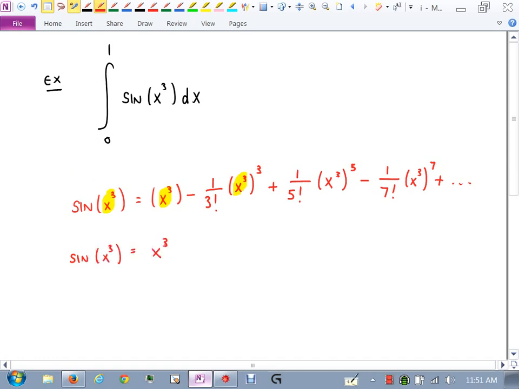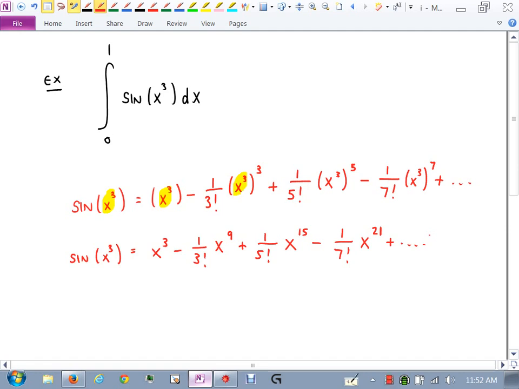So this is x cubed minus 1 over 3 factorial x to the, it's either 6 or 9. 9. Multiply them. If it's power to power, we multiply. Plus 1 over 5 factorial x to the 15th minus 1 over 7 factorial x to the 21st plus dot, dot, dot. Now, this is what sine of x cubed is, all right?